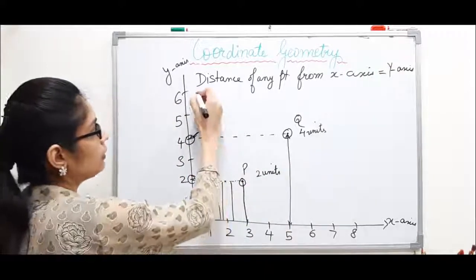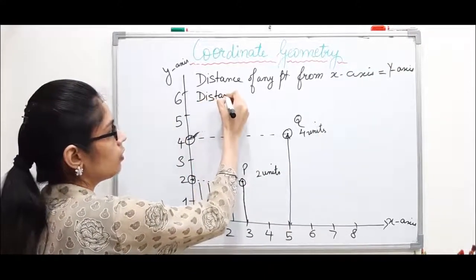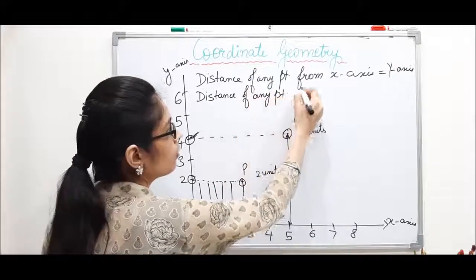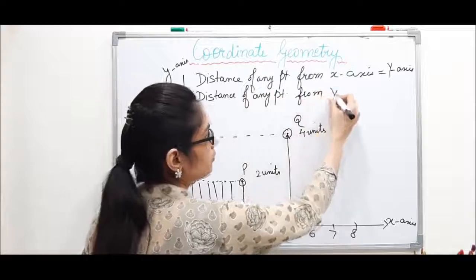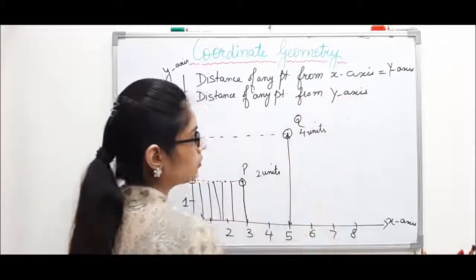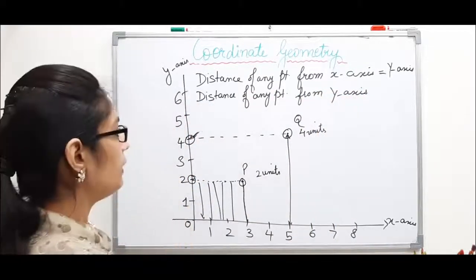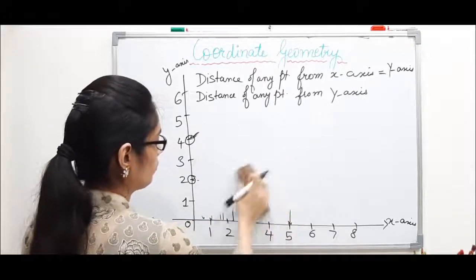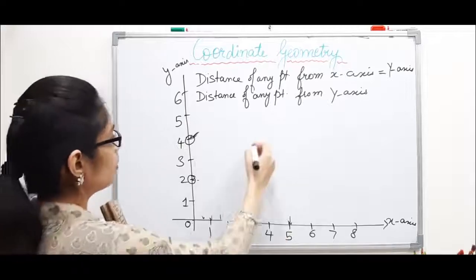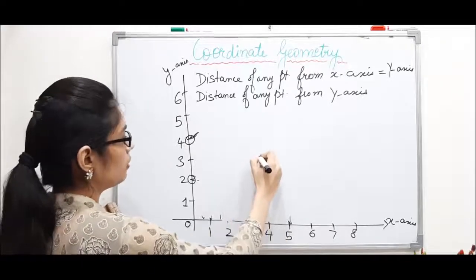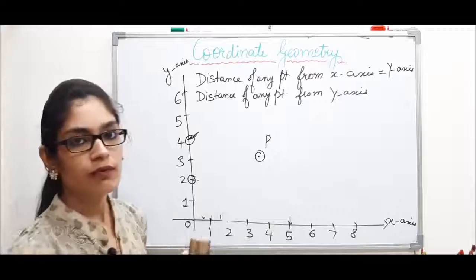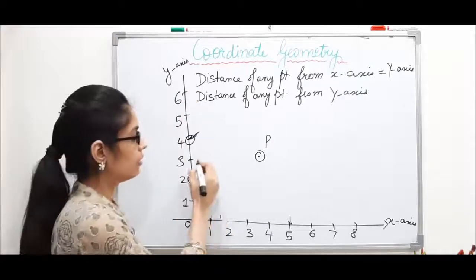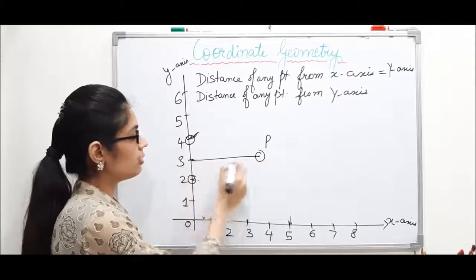Now let's find the distance of any point from y-axis. So we'll take any point P. Let's assume we have taken this point, or here we'll take one point P. So now you have to find its distance from y-axis. So this is your y-axis, vertical line. So you can see this distance you have to find.